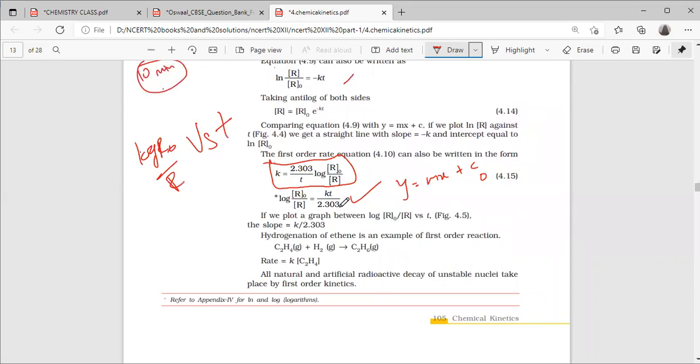Generally in JEE, they will ask this type of questions. They will give four graphs and ask which of the following graphs is incorrect or correct. Like that they will ask. So from this, if you want, you can write like this also. This step is clear? Yes, sir. Right.